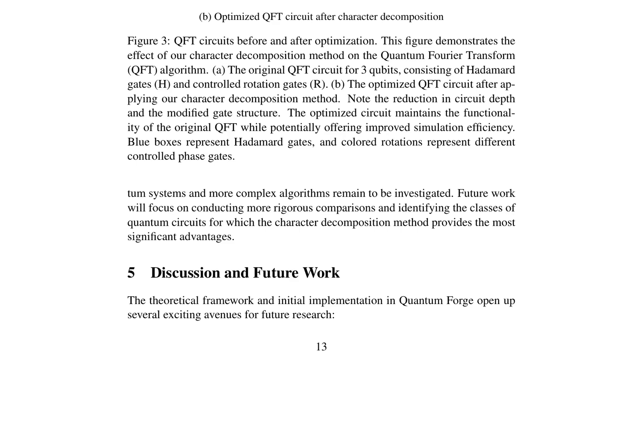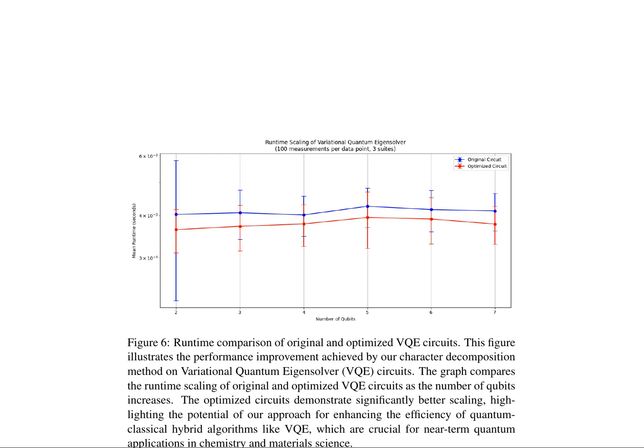The character decomposition method is further applied to Grover's algorithm circuits, with the performance analysis presented in Figure 5. The optimized Grover's search algorithm circuits demonstrate improved scaling as the number of qubits increases, showcasing the method's applicability to this important quantum search algorithm. The measurement outcome histograms for 4-qubit Grover's circuits confirm that the optimization preserves the algorithm's ability to amplify the target state. The approach is also applied to variational quantum eigensolver (VQE) circuits, with Figure 6 illustrating the significant performance improvement achieved by the character decomposition method.